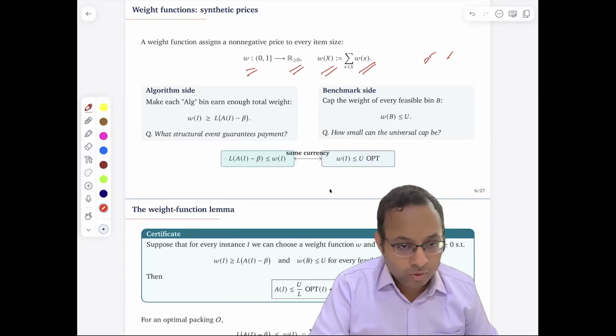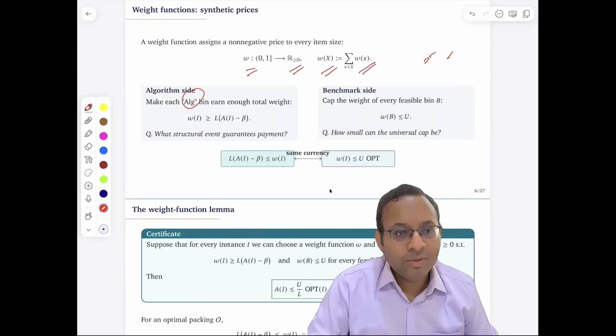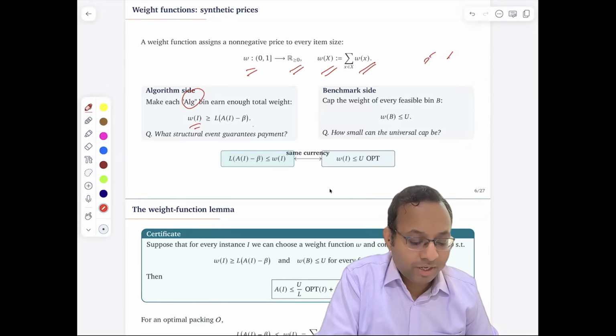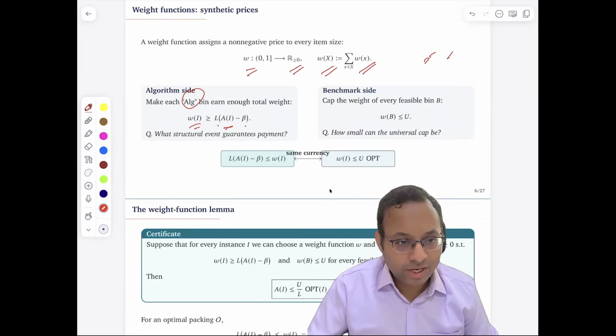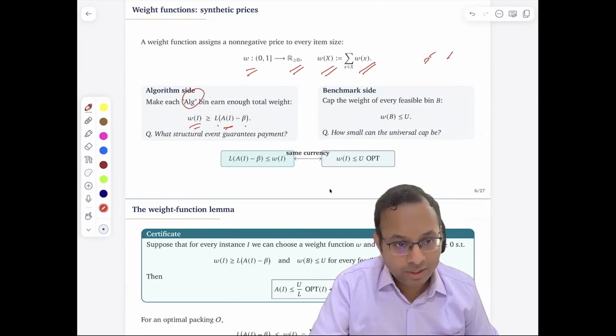Now we have 2 sides. One is the algorithm side, where we are saying that each bin in the algorithm has some weight. So think of total weight as L times AI minus beta, where AI is the number of bins returned by the algorithm on input I. L is some constant and beta is some constant. So the algorithm side has some weight. This is just showing that if I look at WI by AI, that is the average weight per bin, that's kind of roughly L, ignoring the beta, the constant.